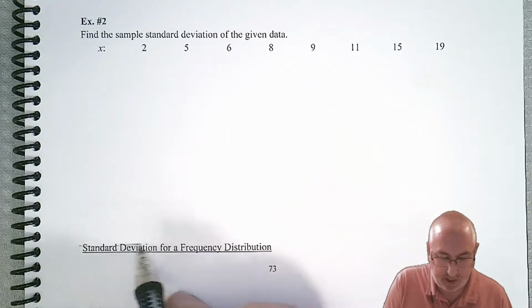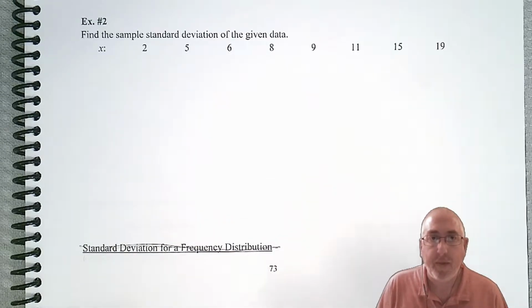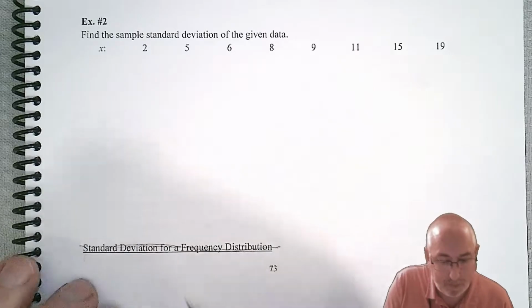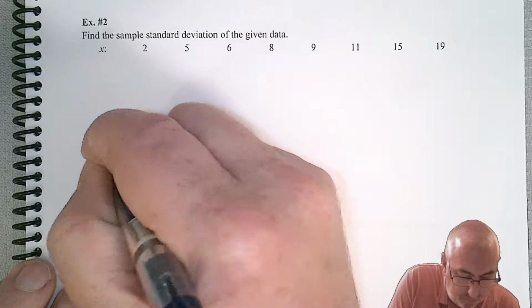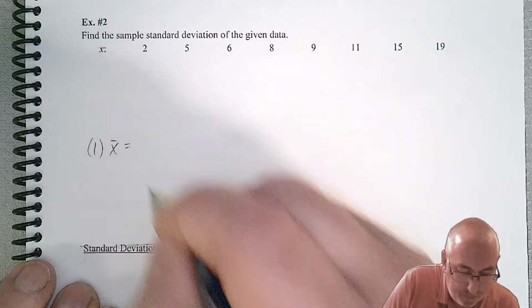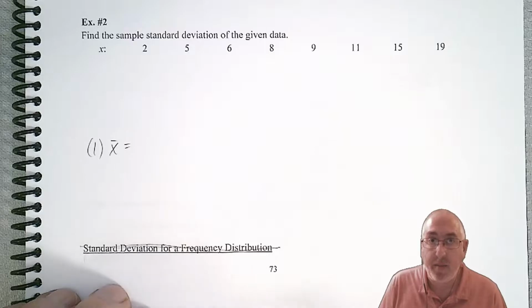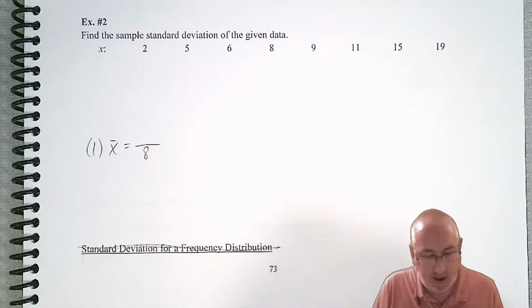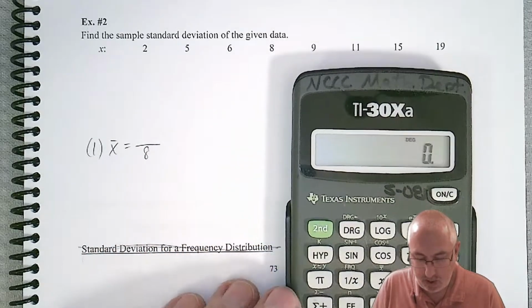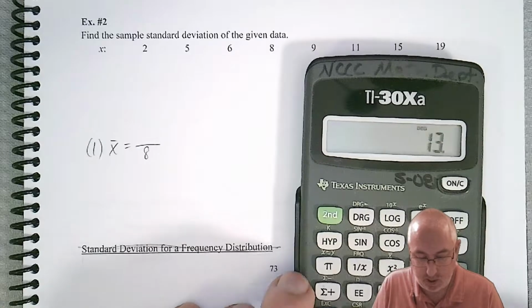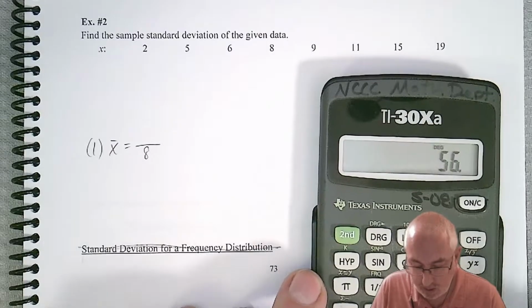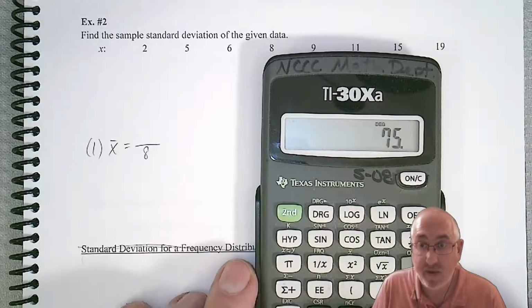This should have been on the next page, so don't worry about that. Okay, what's step number 1 of our 6-step process? Hopefully you remember it, but step 1 is to find the mean. So we need x bar. We have to add up those numbers and divide by how many we got, which we know is 8. So let's add those up real quick: 2 plus 5 plus 6 plus 8 plus 9 plus 11 plus 15 plus 19 equals 75.